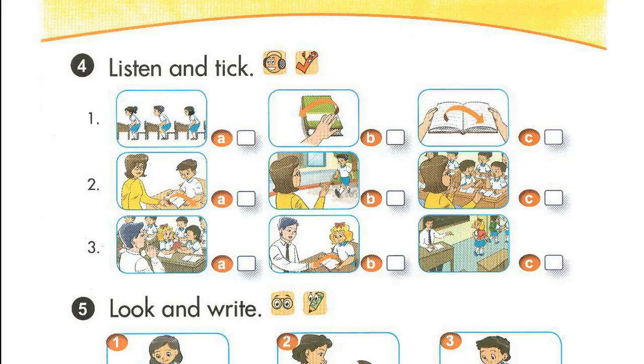Page 41. Lesson 1. Activity 4. Listen and tick. 1. Good morning, boys and girls. Good morning, Mr. Locke. Sit down, please. 2. Be quiet, boys. Sorry, Miss Hien. 3. Goodbye, Mr. Locke. Goodbye, class. Linda, come here, please.